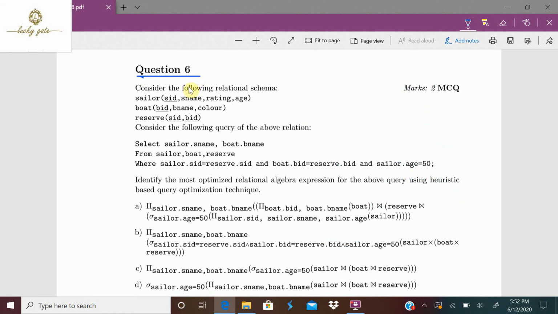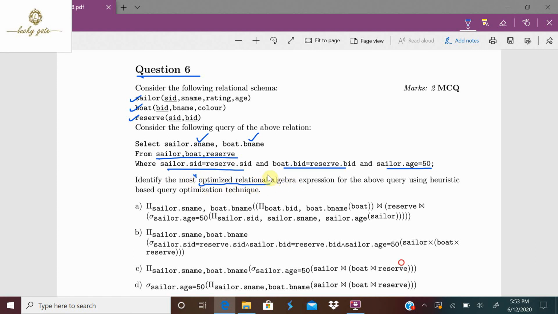Question number 6. Consider the following relational algebra schema. Here it is given sailors, boats and reserves tables. Consider the following query on the above relations. Observe here, sailors, boats and reserves are joined based on some conditions: SID equal to SID, BID equal to BID, and sailor age equal to 50. And what is selected is name comma B name. Now the question is, identify the most optimized relational algebra expression.